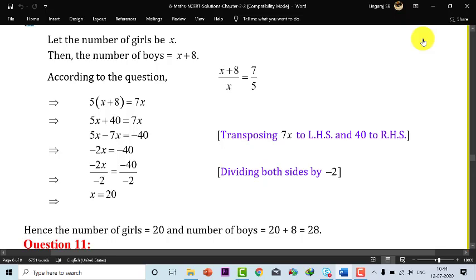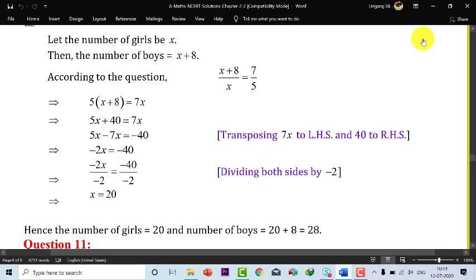So here the difference of these two is 2 and the bigger number's sign is a minus, so minus 2x, and it will be equal to minus 40. So here 2 should be removed. To remove 2, dividing both sides by minus 2. So minus 2x by minus 2 is equal to minus 40 by minus 2.